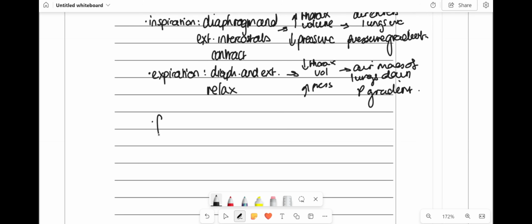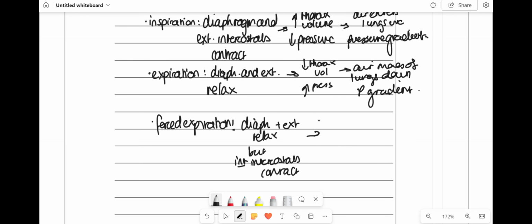If we were to do forced expiration, so if you take a really deep breath out now, you'll feel it in your chest. You'll be like, oh, that feels a bit gross. That's because of those internal intercostal muscles contracting. So when you're forced breathing out, the same things happen: the diaphragm plus the external intercostals relax, but your internal intercostals contract.